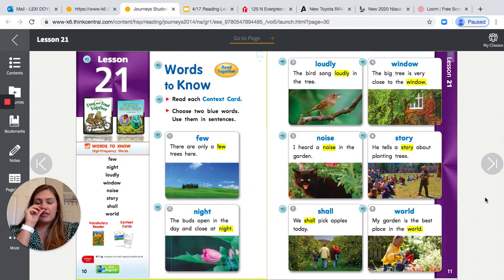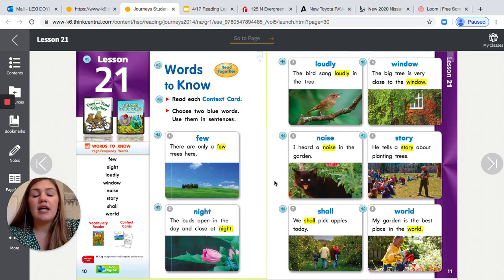Okay. So these are our high frequency words that are in our books. Each one of these boxes is a whole high frequency word. And these ones kind of already give you some sentences if you're having trouble writing them. So the first one is few. There are only a few trees here in box number 1. Box number 2 says night. The buds open in the day and close at night.